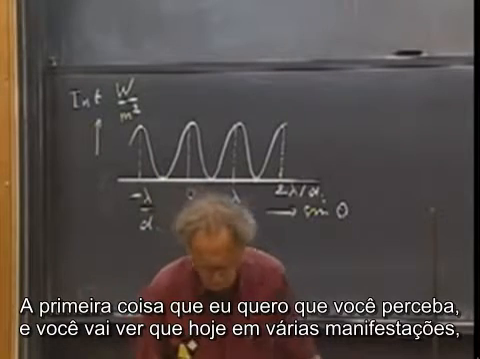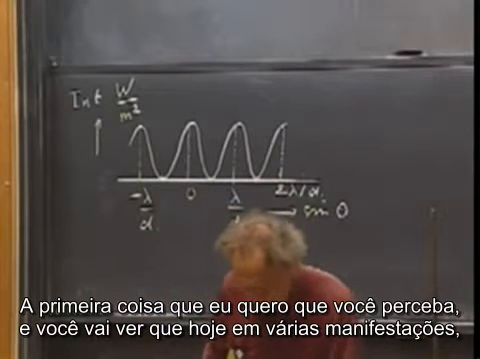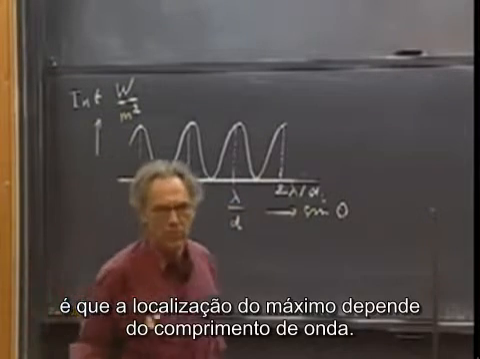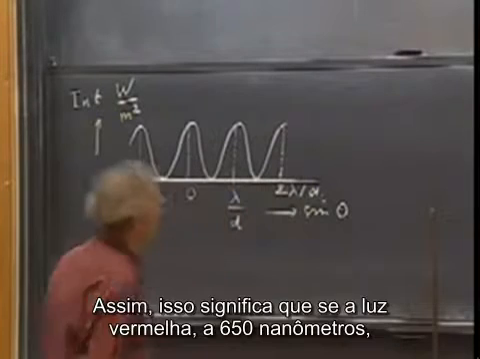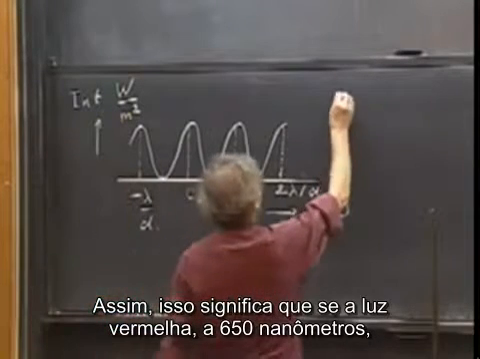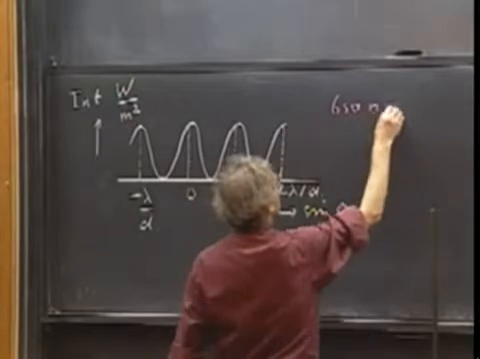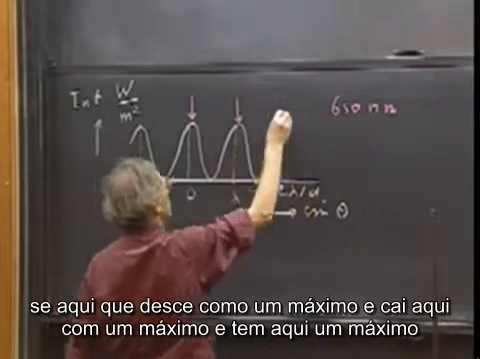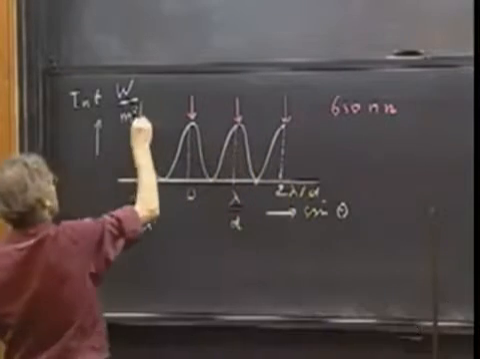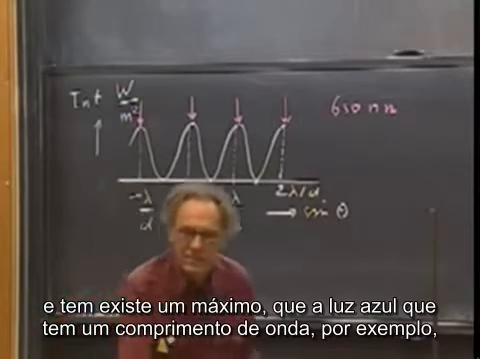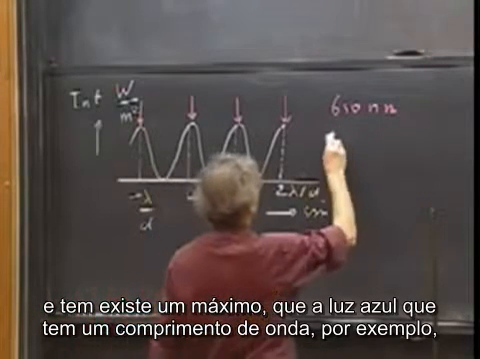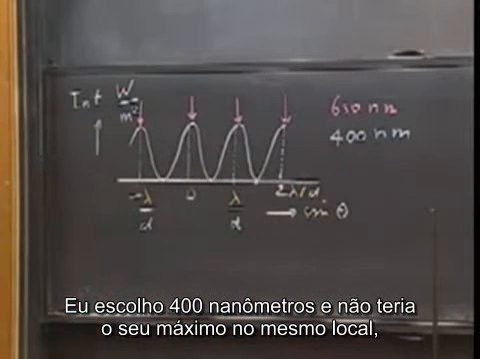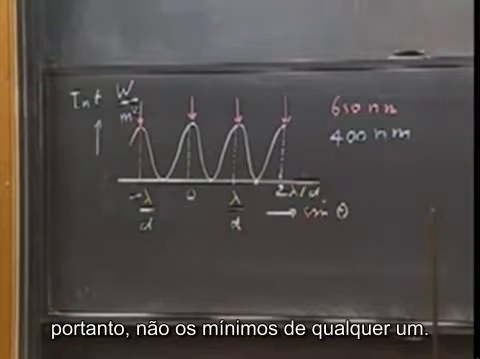Now the first thing that I want you to notice, and you will see that today in various demonstrations, is that the location of the maxima depends on the wavelength. So that means if red light, 650 nanometers, falls here as a maximum, and it falls here as a maximum, and it has here a maximum, and it has there a maximum, that blue light, which would have a wavelength, say, I pick 400 nanometers, would not have its maximum at the same location, therefore not the minima either.